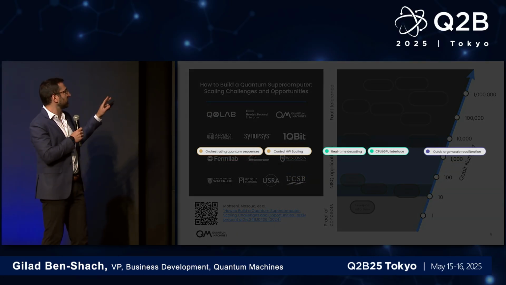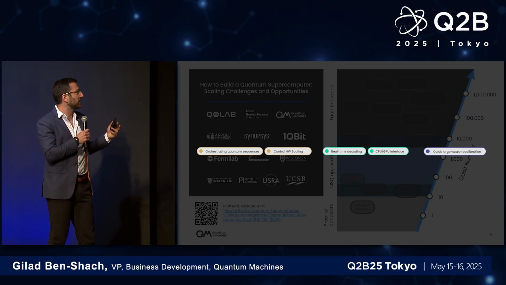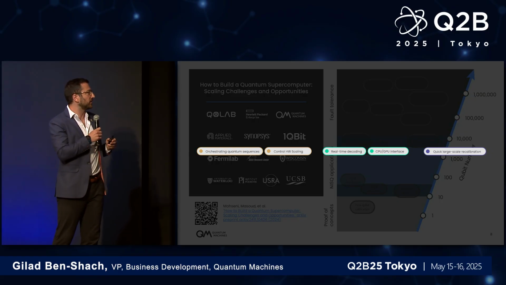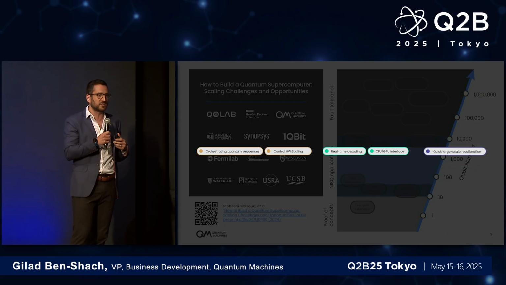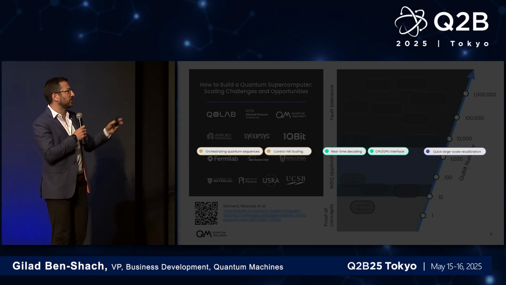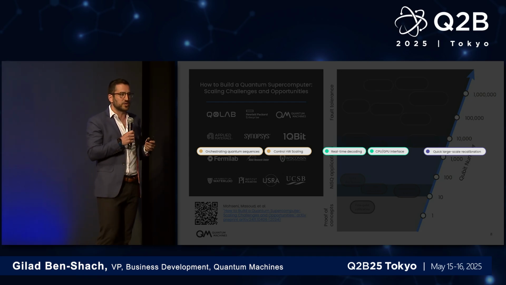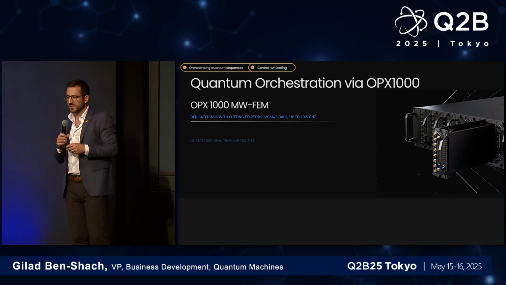The first topic is really about quantum control, orchestrating quantum sequences and scaling the control hardware, being able to scale to large qubit count. The second part is about doing real-time decoding and interface with the CPU and GPU, and this is around error correction. And then the third topic is about being able to do large-scale recalibration of your systems and being able to automate the calibrations. So let's start with the first piece.